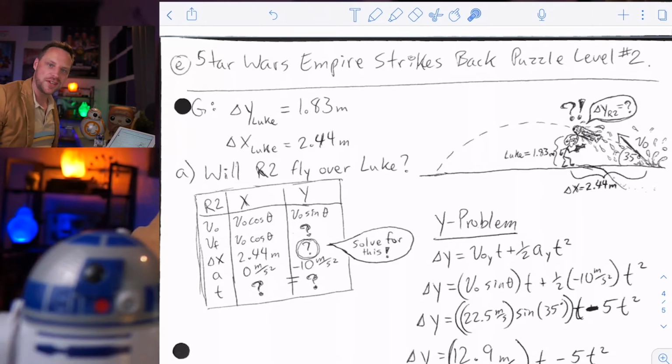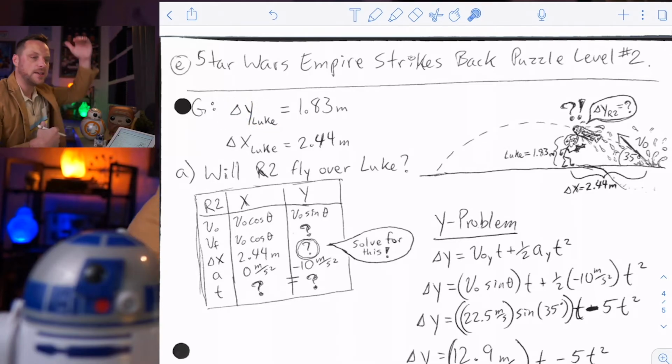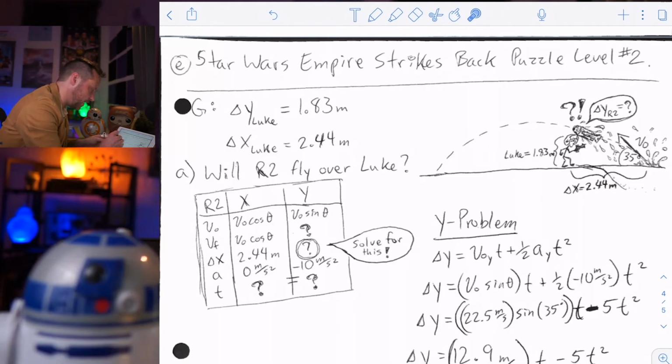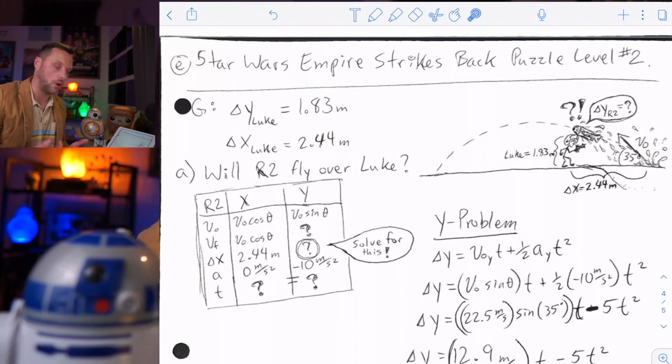Well, let's use physics to find out. Now, if you watch the movie, you know what happens in the movie, but we're going to do this with the numbers we have right now to see if these numbers are consistent with what we see in the movie. Here's what we're given. We're given G, and we're given the delta Y of Luke Skywalker, the height of Luke Skywalker. The top of his head is 1.83 meters high. We're saying that Luke Skywalker is 6 feet tall.